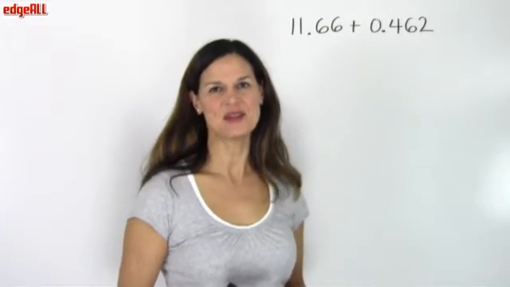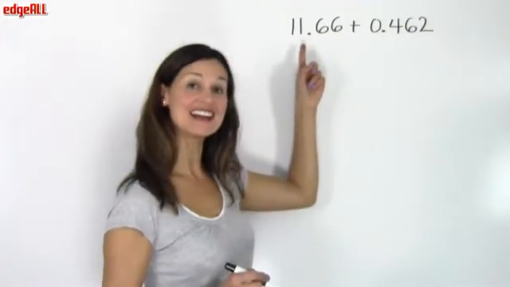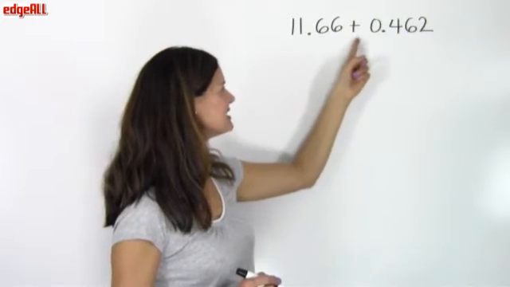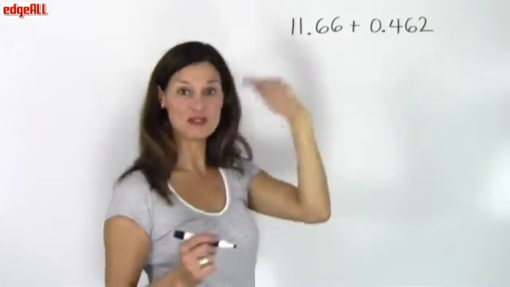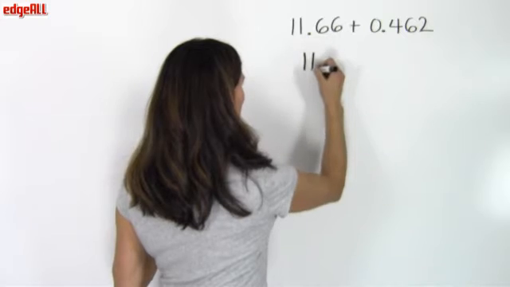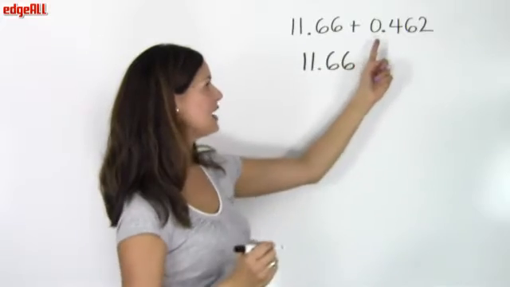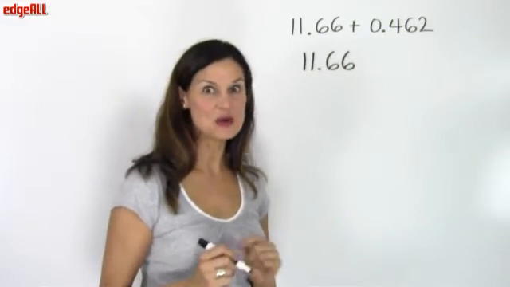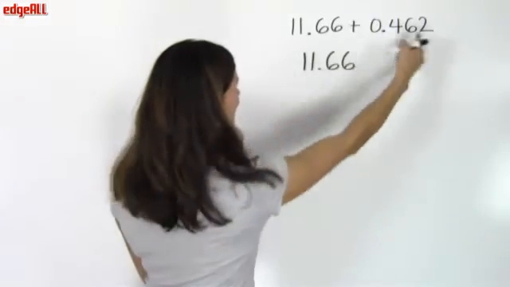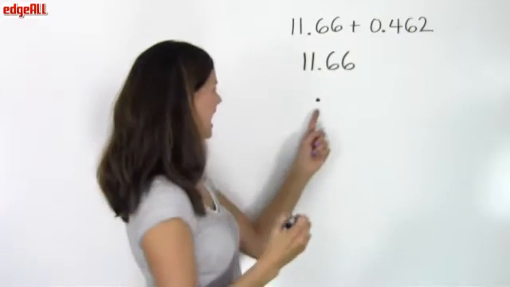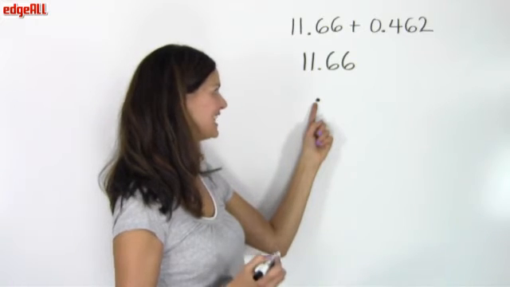Let's look at another example of adding two decimals together. So I am asked here in my problem to add 11.66 plus 0.462. So I want to start out by putting them vertically. So I'm going to do my 11.66 first. And then I need to here add 0.462. Now remember, it's super important that we line up our decimal points. So before I even write my number, I'm going to place my decimal point here underneath this decimal point to remember to line them up.